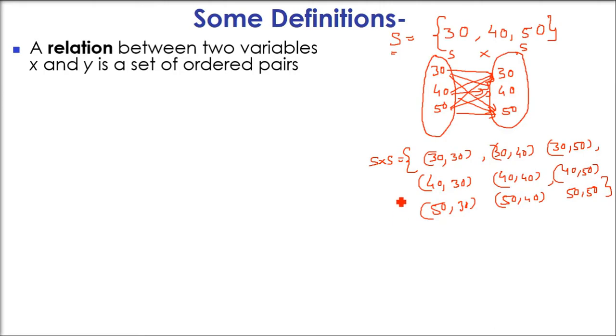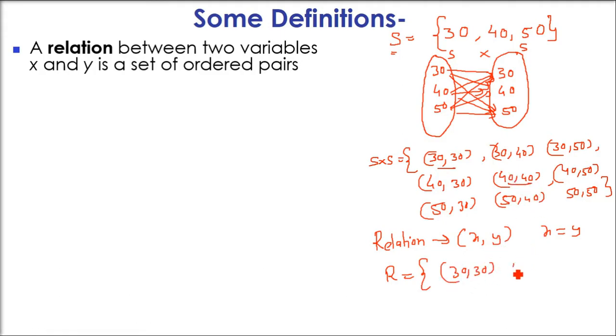Now I am placing a condition over it. Now I want all the pairs where x is equal to y. That is a relation, which is actually an ordered pair. I am posing an equation. I want to find out from S cross S, that is the Cartesian product, all the values where x is equal to y. So you get 30, 30; 40, 40; and 50, 50. This is a relation. So how did we form this set? First the Cartesian product, and then a relation or a condition on this Cartesian product gave us a relation.